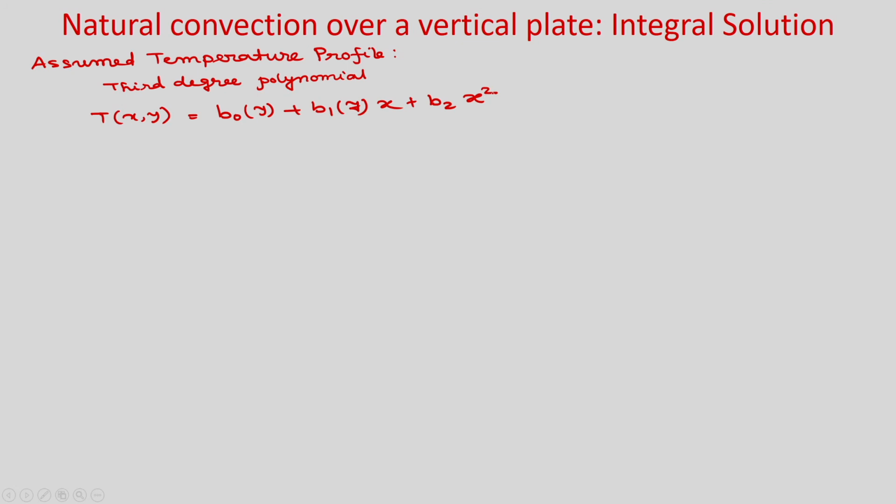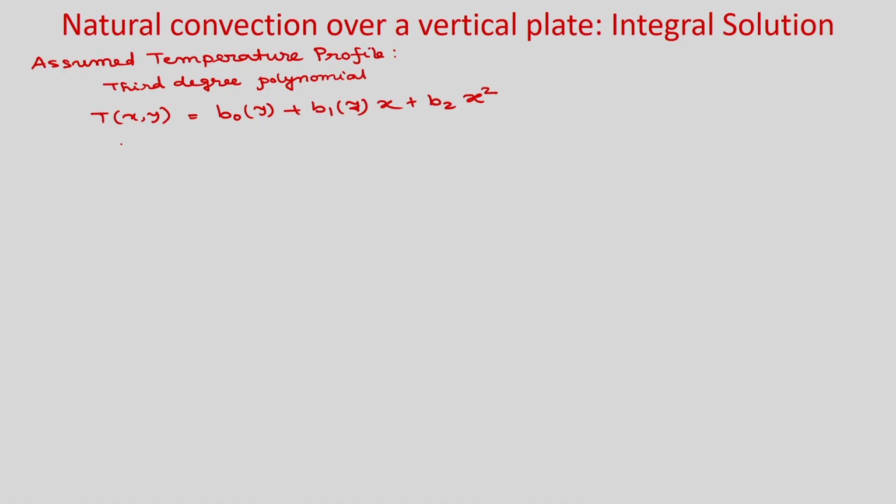So, now you need 3 boundary conditions to find the 3 unknowns b naught, b 1 and b 2. So, you know at wall you have temperature T w, at x tends to infinity you have temperature T infinity, which is the quiescent fluid temperature, as well as x tends to infinity your temperature gradient is 0. So, you can write boundary conditions, okay, at x equal to 0 you have T is equal to T w, at x tends to infinity you have T is equal to T infinity, and also the temperature gradient is 0.